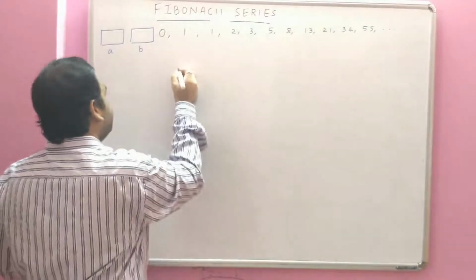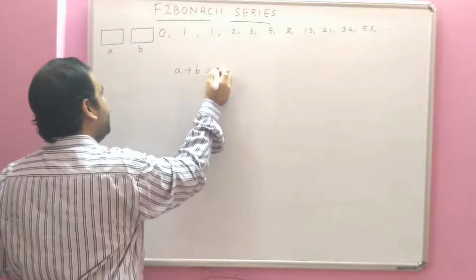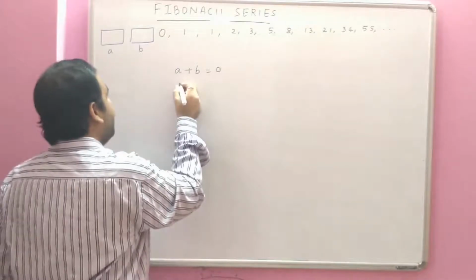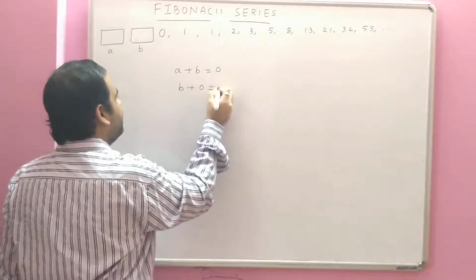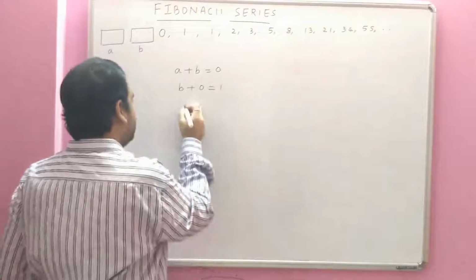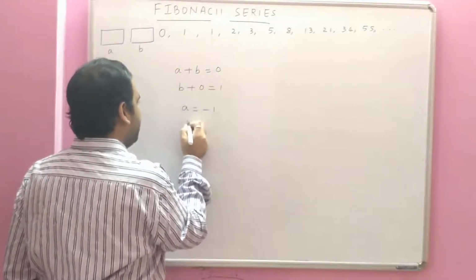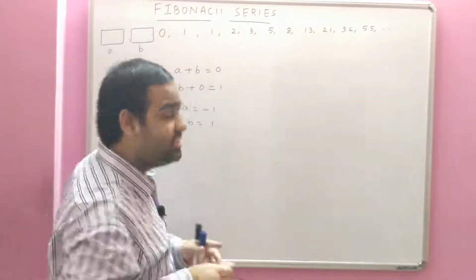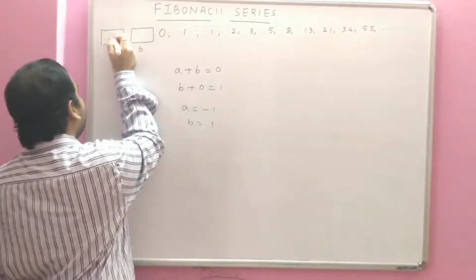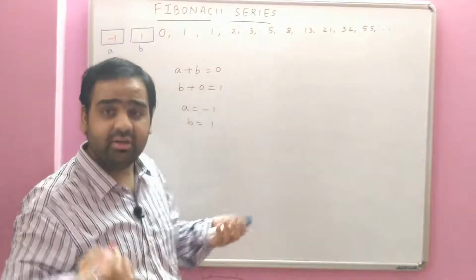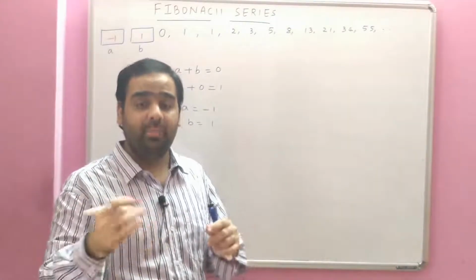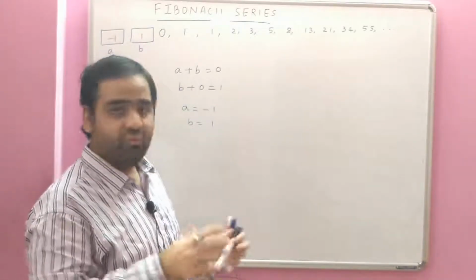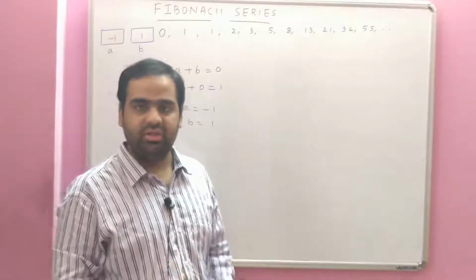Now, A plus B should be equal to 0, because the sum of these two should be the next term by the definition of Fibonacci series. And B plus 0 is equal to 1. If we solve these two, it implies A is equal to minus 1 and B is equal to 1. Therefore, the two imaginary terms are minus 1 and plus 1. These are imaginary terms of the Fibonacci series, and we are not taking them as part of the output. Now, how do we write the program for this? Let us see in a moment.